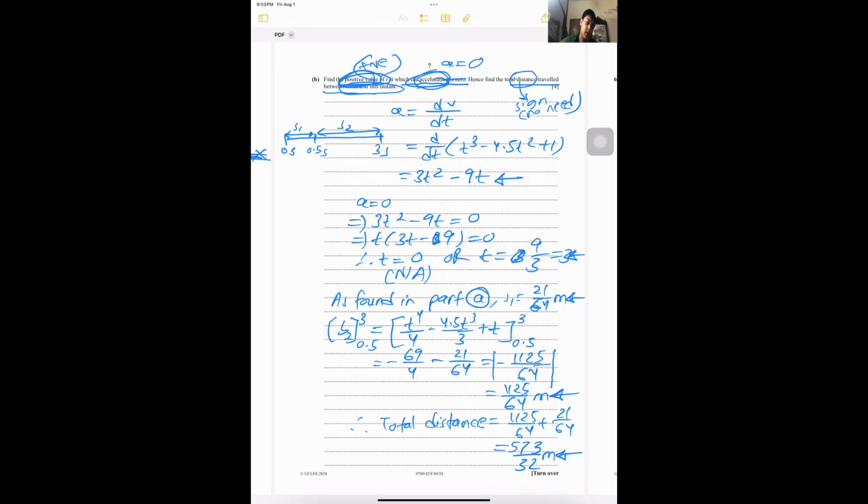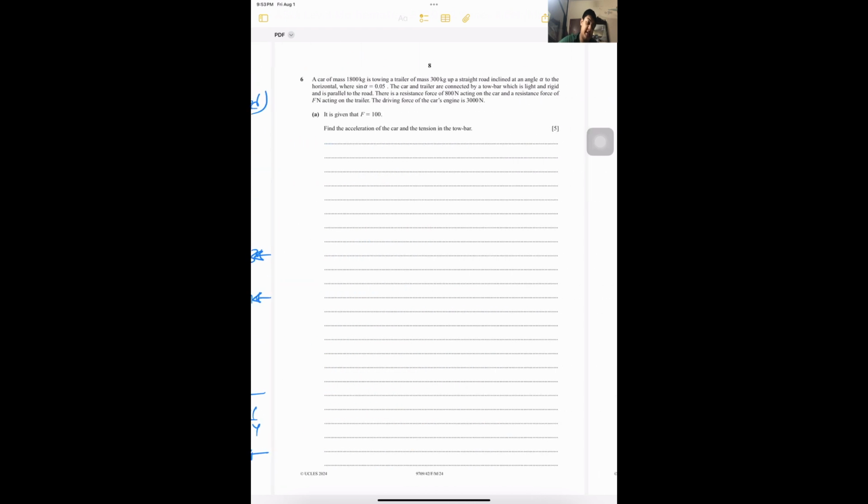Question 6 now. A car of mass 1800 kg is towing a trailer of mass 300 kg. Before reading the entire question, let's draw our basic diagram again. As an angle is given, it means it is going up a slope, so we'll just draw our basic diagram.